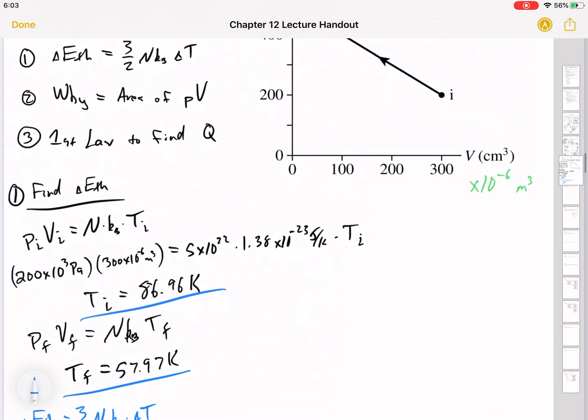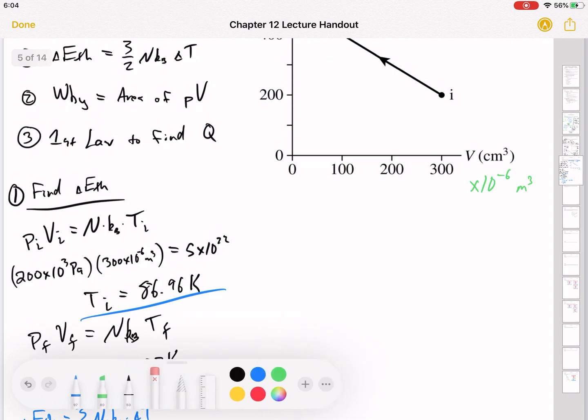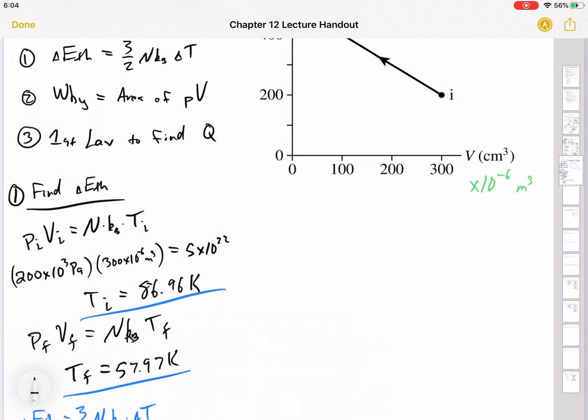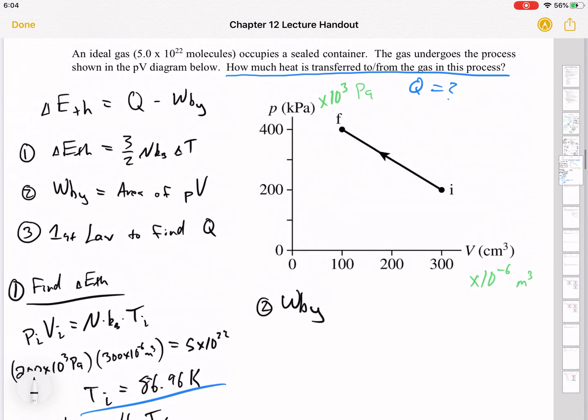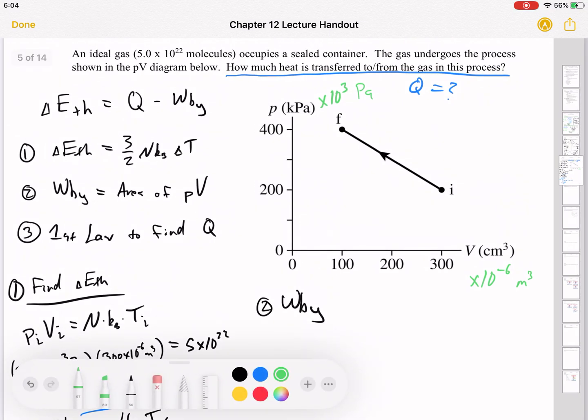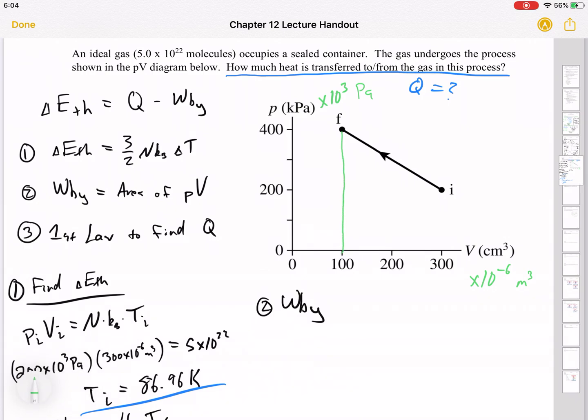So what else do we need? I'm going to erase a little bit of this just to give us some space, since we've already done the work. So part 2 here is the work done by, and remember, work done by is an area. It's the area under this curve. So that's this and this. So I need the area of that. What is that? A trapezoid. How do you find the area of a trapezoid? Well, it turns out to be the height times the average of the bases, but this trapezoid is sitting on its side. But you know what?